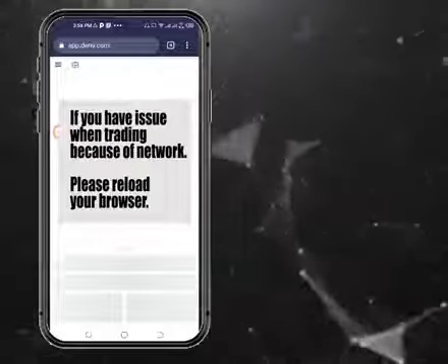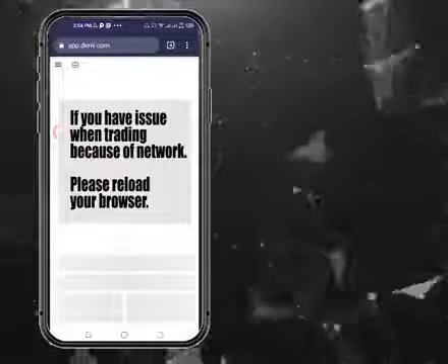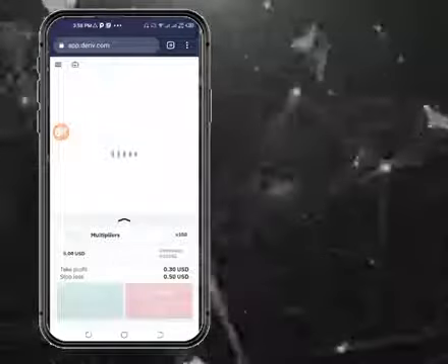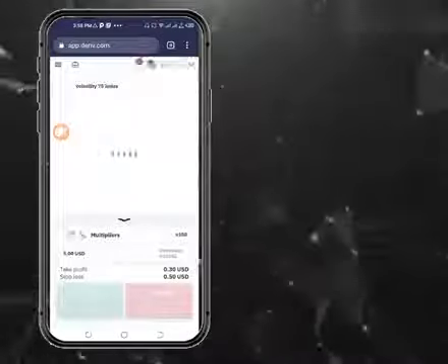If for any reason you actually have issues while trading, you can always reload your page. Always ensure you put your stop loss there to limit any form of unnecessary loss.